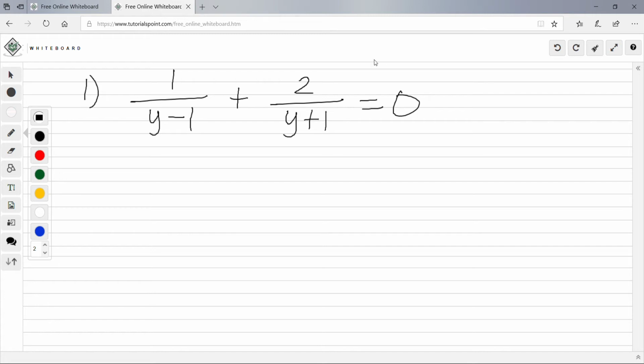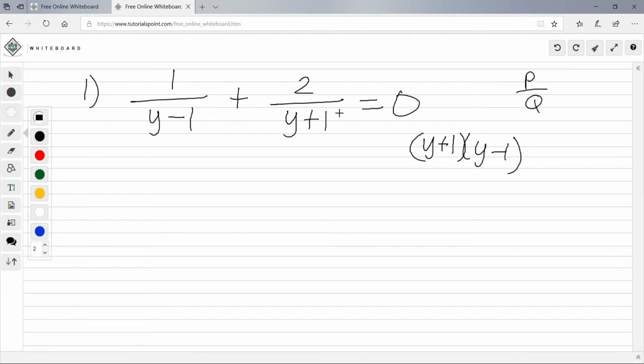Okay, so remember, a rational equation is always p over q. So it should always have a fraction. So that's how you know it's rational. So the first step of solving a rational equation is you must find the common denominator. So in our case, our common denominator is y plus 1 and then y minus 1.